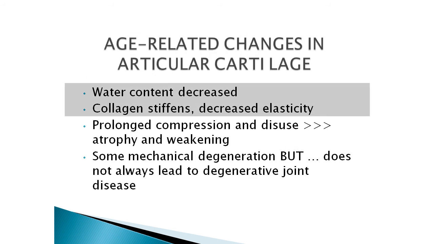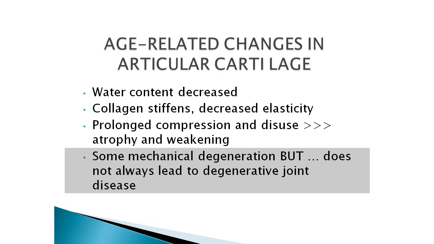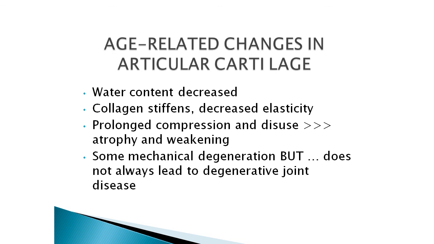As the water content decreases, the collagen becomes stiffer, leading to decreased elasticity and the potential of prolonged compression and disuse. If this occurs, then the cartilage can become weakened and even atrophy. Thus, mechanical degeneration is very common in aging. By age 65, 60% or more individuals report having osteoarthritis. But it is not inevitable and does not de facto lead to degenerative joint disease. Movement is a strong preventive medicine.